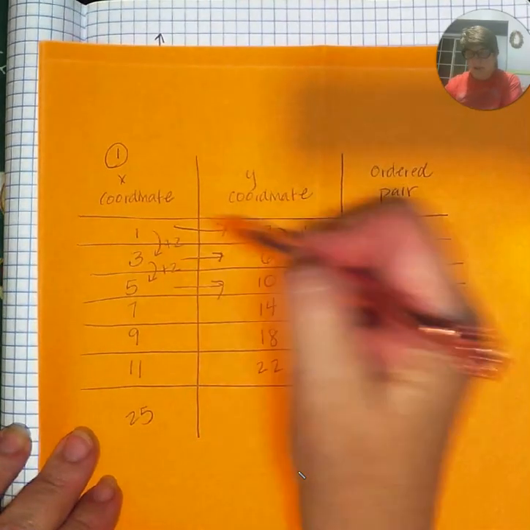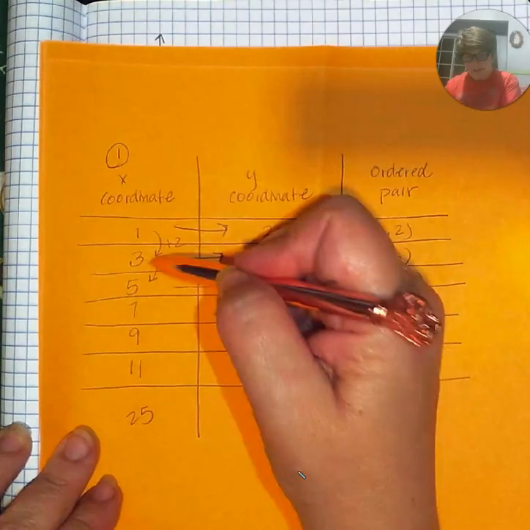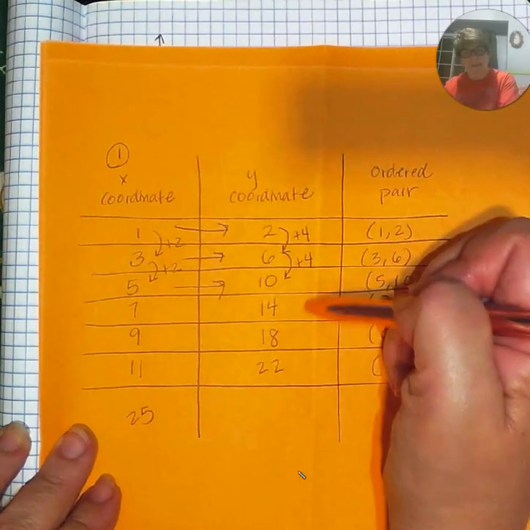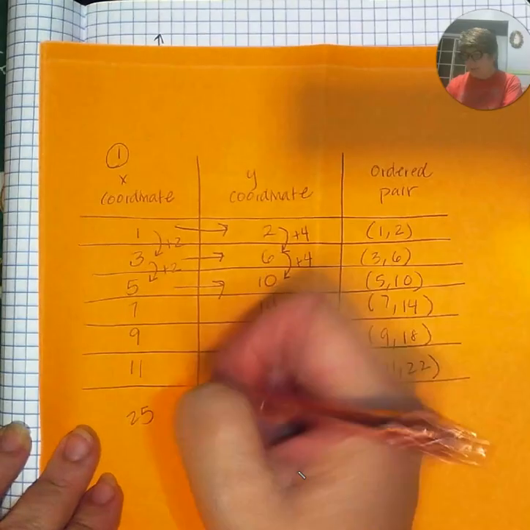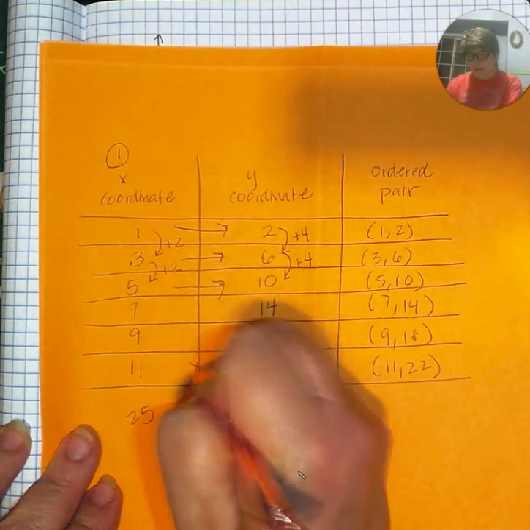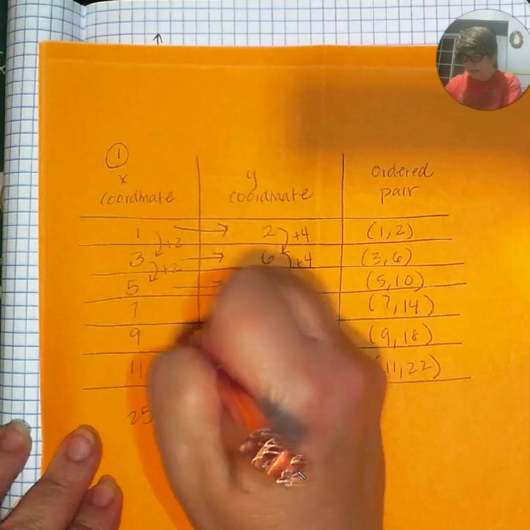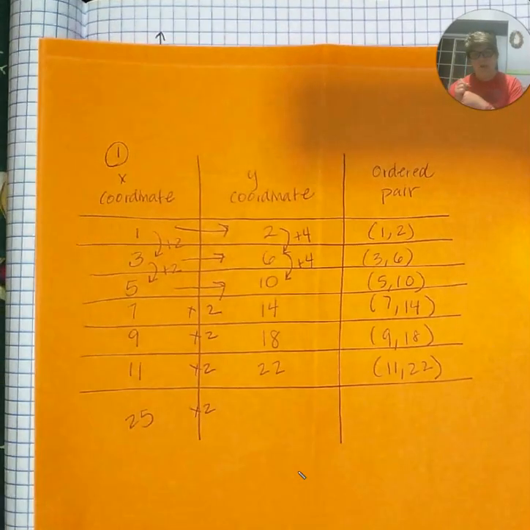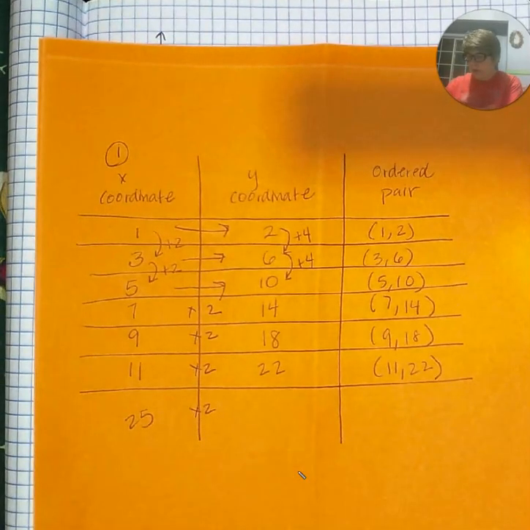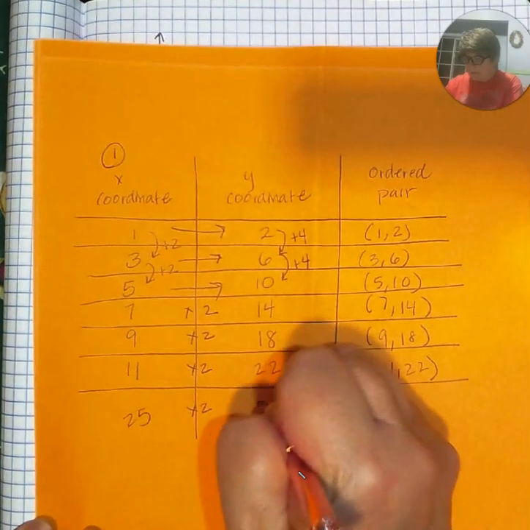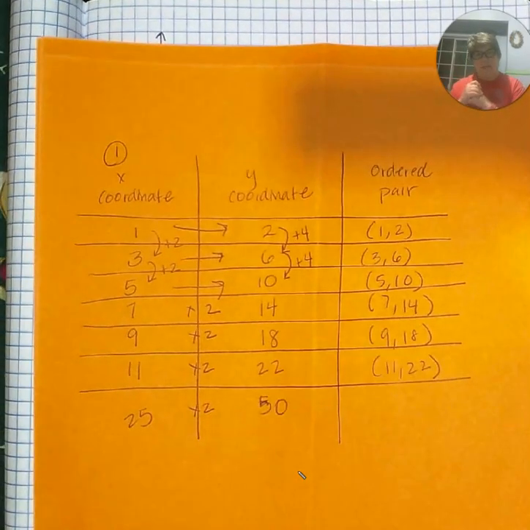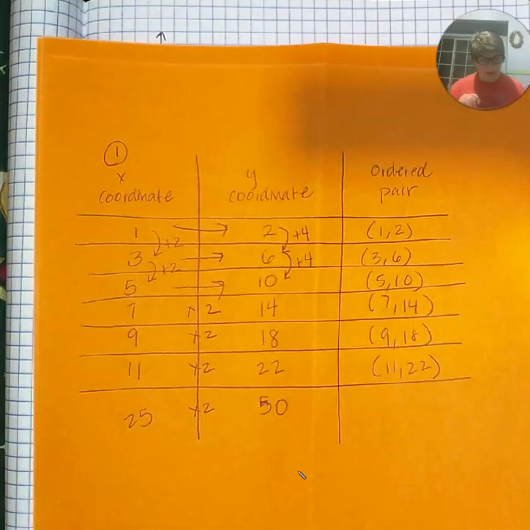1 times 2 is 2. 3 times 2 is 6. 5 times 2 is 10. 7 times 2 is 14. Okay, so we're multiplying by 2. Is it working? Yes, every time we're multiplying by 2. So 25 times 2, our y would be 50. Right? And hopefully you know that because 2 quarters in money makes 50 cents. 25 cents makes 50 cents. Okay, so we're multiplying by 2.